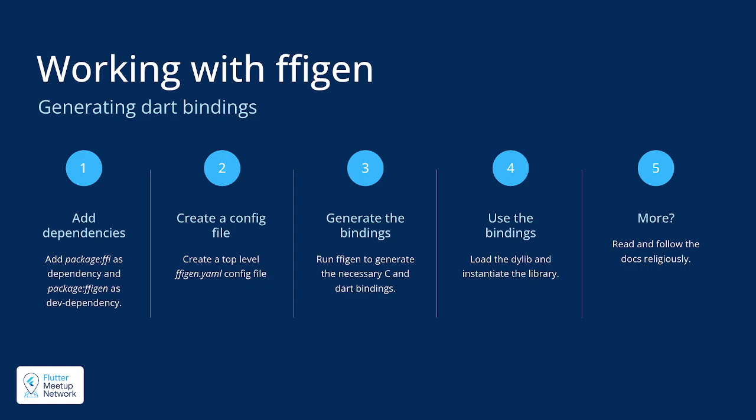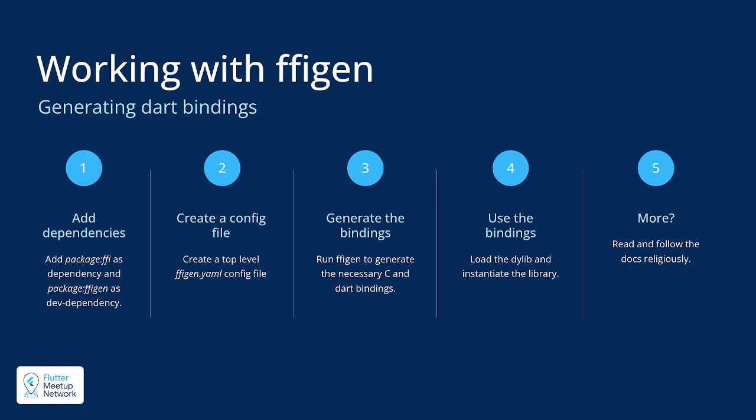Then the last thing is using the bindings. You load the dynamic library, and then instantiate the library. Then the library is ready to use. Like that, these are basically the 4 steps. Any other thing, you just have to read and follow the docs religiously, right? The docs are like the single source of truth, like our Bible.